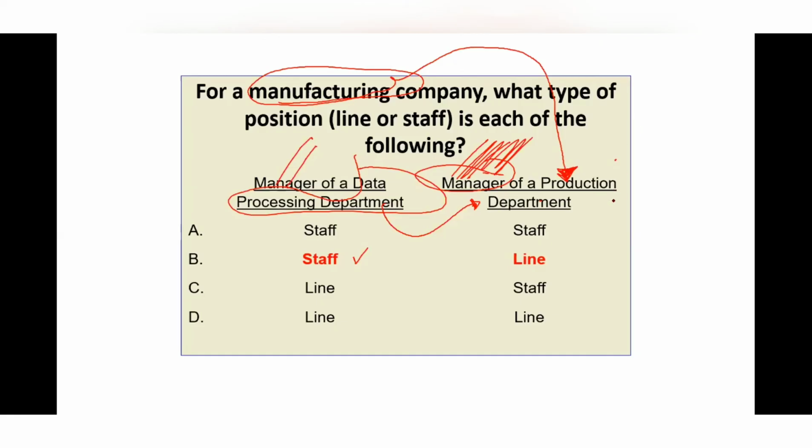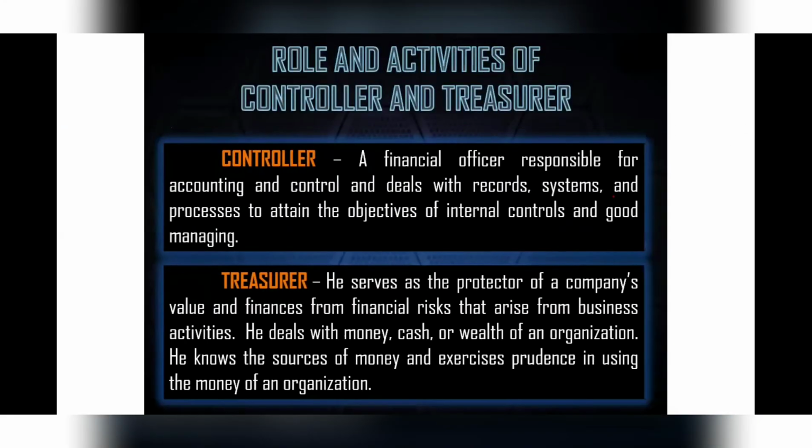Okay, so thank you for answering. Let's continue with differentiating the role and activities of controller and treasurer. From the term itself, a controller is a financial officer responsible for accounting and control and deals with the records, systems, and processes to attain the objectives of internal controls and good managing. Si treasurer naman, protector of the company's value and finances from financial risks that arise from business activities. He deals with money, cash, wealth, pera.